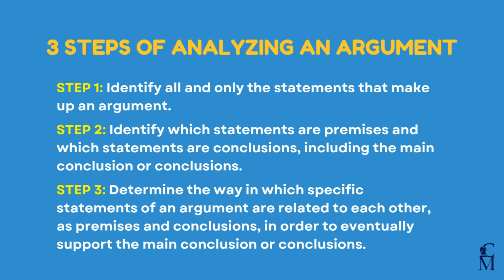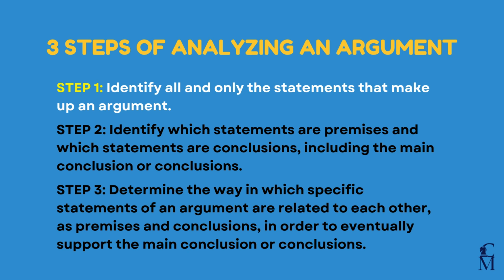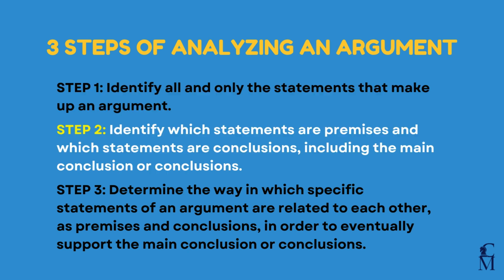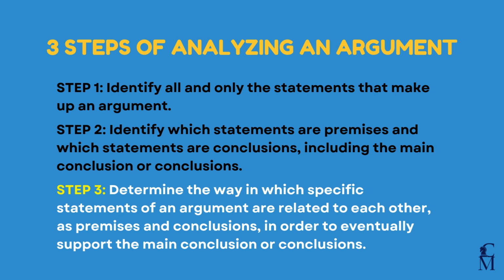We can summarize what is entailed in analyzing an argument as the following 3 steps. First, identify all and only the statements that make up an argument. Second, identify which statements are premises and which statements are conclusions, including the main conclusion or conclusions. Third, determine the way in which the specific statements of an argument are related to each other, as premises and conclusions, in order to eventually support the main conclusion or conclusions.